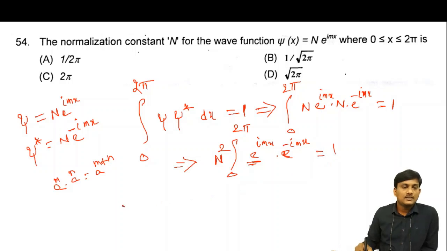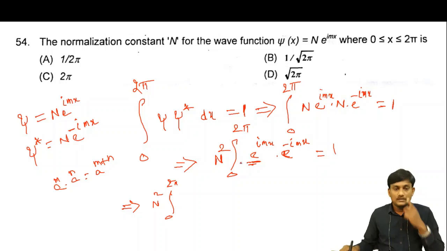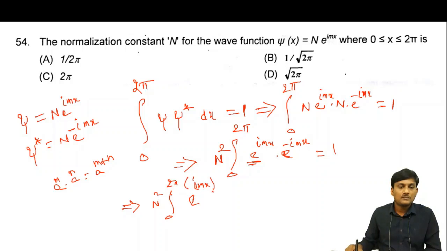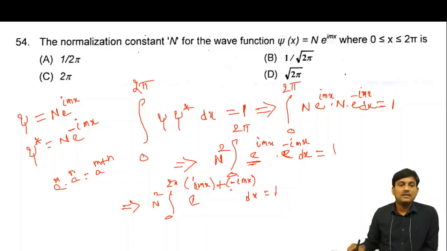Is equal to 1. That implies n square 0 to 2 pi, this one will be equal to e power of imx plus of minus imx is equal to dx here. Here also dx, you have to write dx, and this one dx is equal to 1. Here imx minus imx, so there will be 0. So that implies n square 0 to 2 pi e power of 0 into dx is equal to 1.